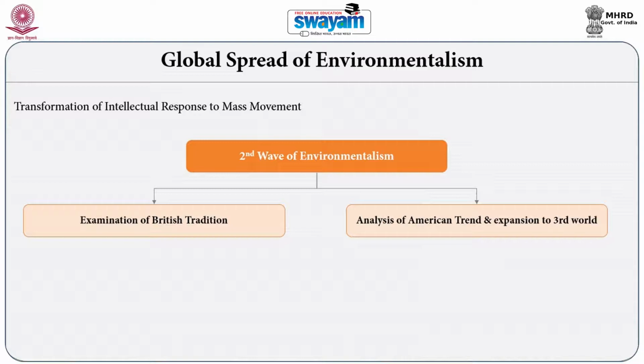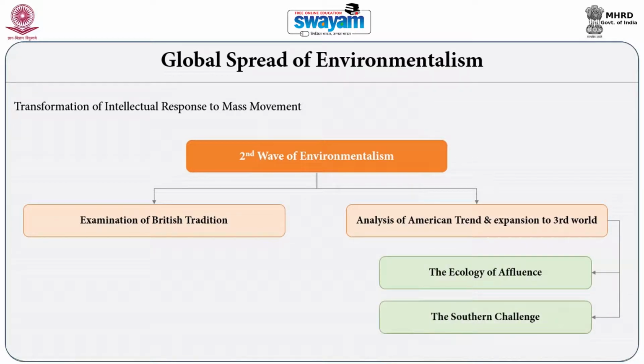In that sense, Ramchandra Guha identifies two strands in the second wave of environmentalism: the ecology of affluence and the southern challenge. In the ecology of affluence, Guha talks about the emergence of radical environmental ideas in the American context, and in the southern challenge, he discusses the emergence of environmental ideas in the third world or developing societies. So in the second wave, environmentalism transforms from an idea which emerged in the European context to its expansion to the American context and to the third world societies.